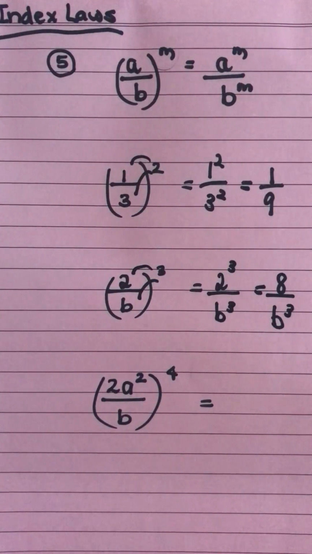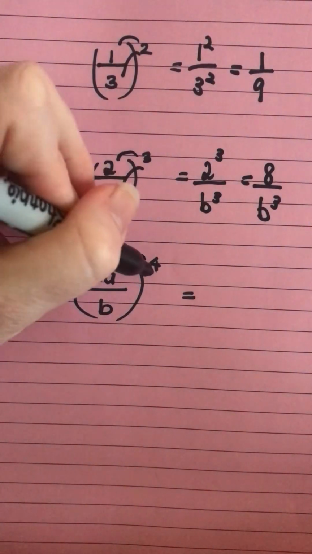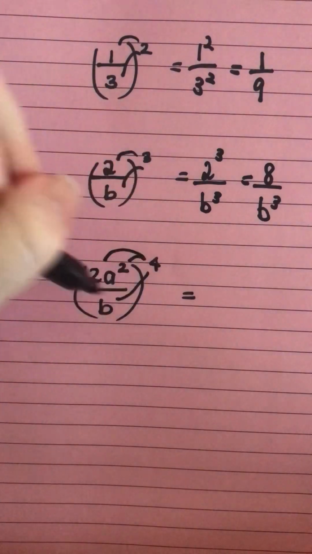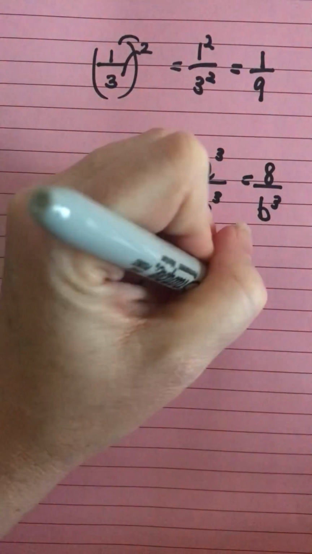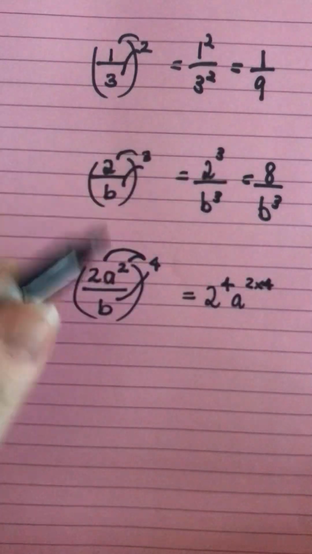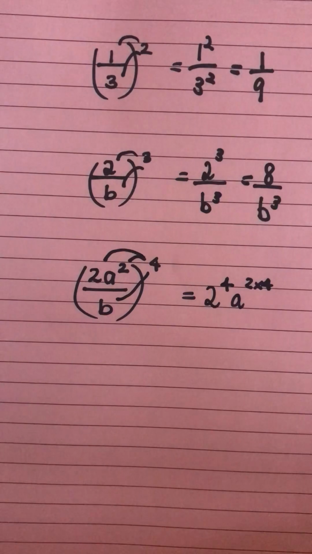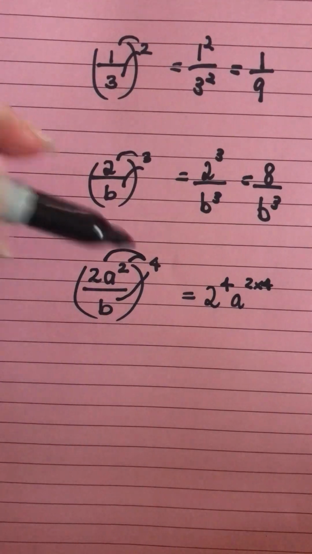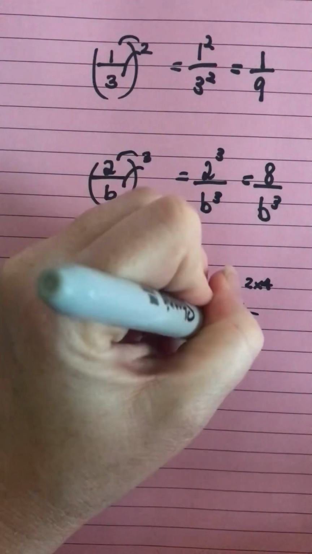The last one, a little bit more complicated because we've got a couple of things inside our bracket. So our 4 is going to apply to each of those parts. So we're going to have 2 to the power of 4. We're going to have a to the 2 times 4. So we're bringing in that previous law when we looked at number 3 when we had a number outside the bracket. What we do, so we've got 2 times 4, and then on the bottom we've got b to the power of 4.